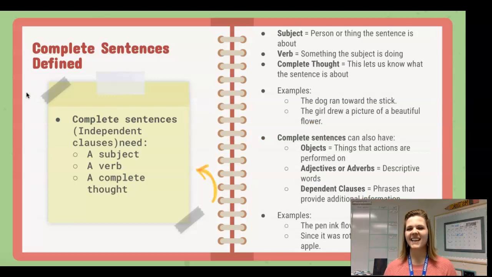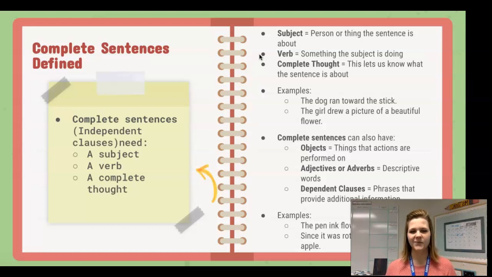So first, like I said, let's define complete sentences. Complete sentences are also known as independent clauses. Independent clauses need to have a subject, a verb, and they must express a complete thought. So to give you a couple reminders, a subject is simply a person or thing that the sentence is about. A verb is something the subject is doing in the sentence. And a complete thought just lets us know what the sentence is about.